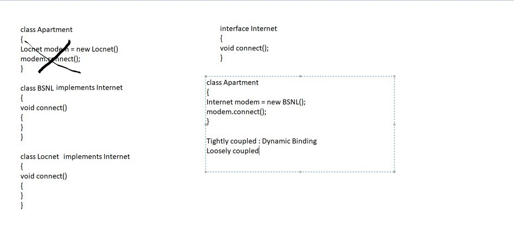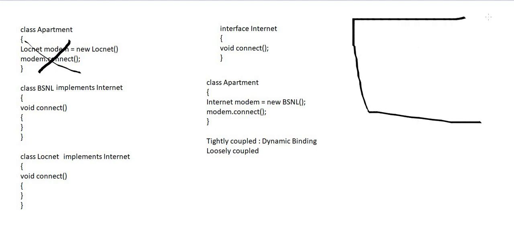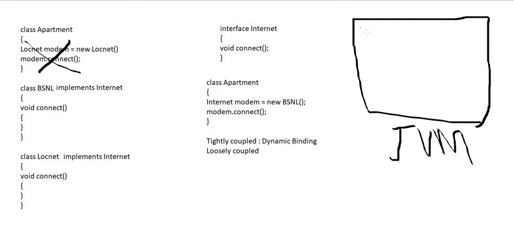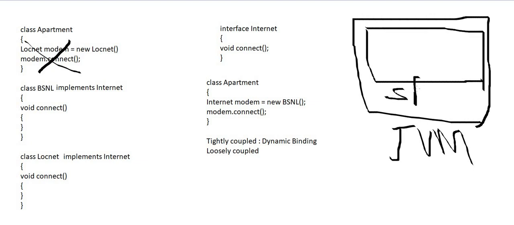That is, the Spring says, don't worry, there is a JVM container. That is, the JVM is there. Inside the JVM, the Spring will have its own container. Here, for each and every class, the Spring will create the object.